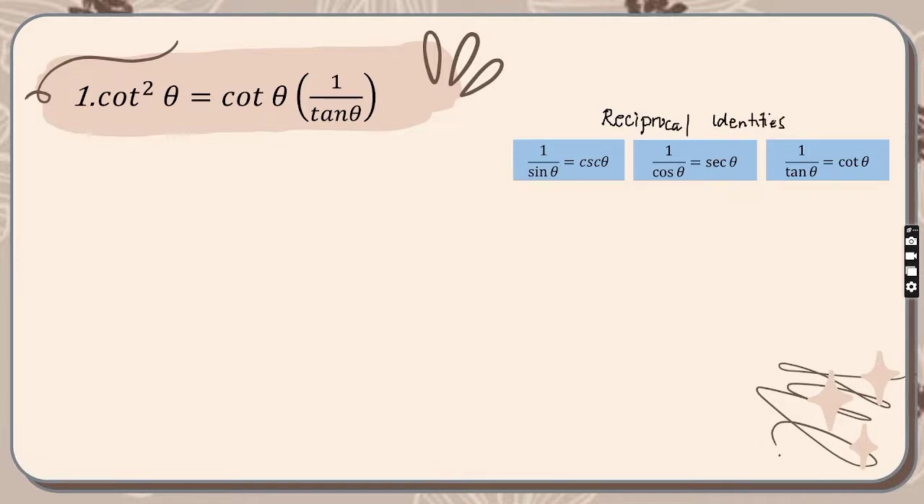Then we also have the so-called quotient identities. So for quotient identities, we have tangent theta is equal to sine theta over cosine theta, and then cotangent theta is equal to cosine theta over sine theta. So as you can see, the quotient here for tangent theta and cotangent theta, it is just the reciprocal. Okay, so this is called the quotient identity.